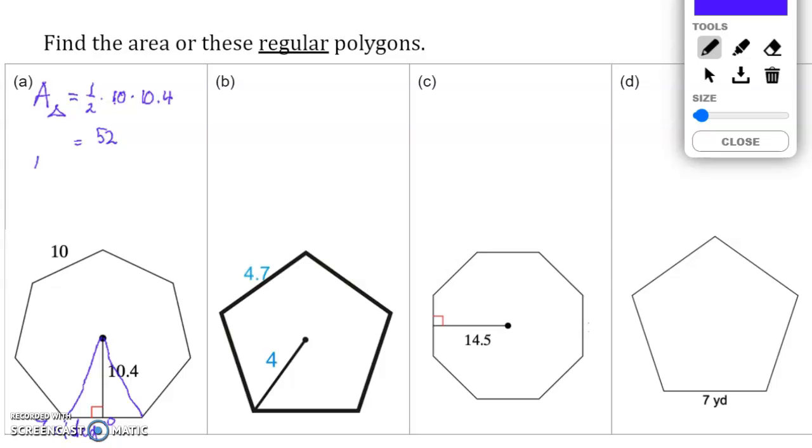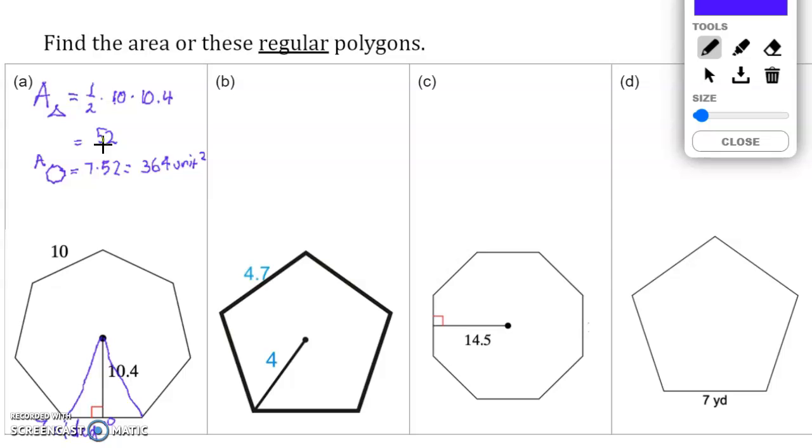So the area of the septagon is going to be 7 times 52. That's going to be 364 units square. Okay. So that was part A that you should have been able to do.